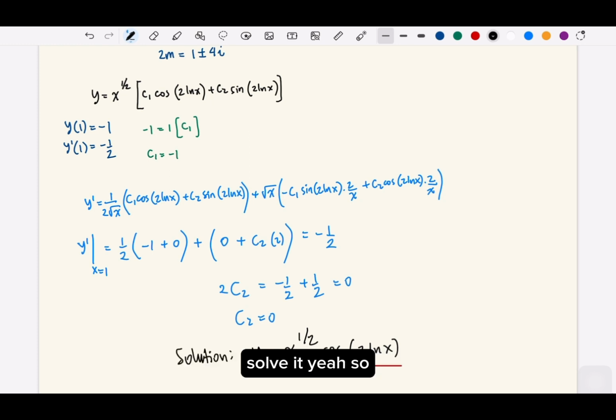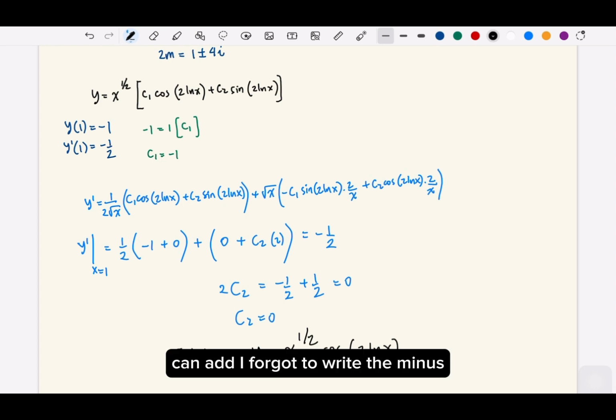Yeah. What happened to the C1? Why is it not minus? The general solution, so minus. Ah, it should be minus. Right, so this should be minus. Okay, I forgot to write the minus.